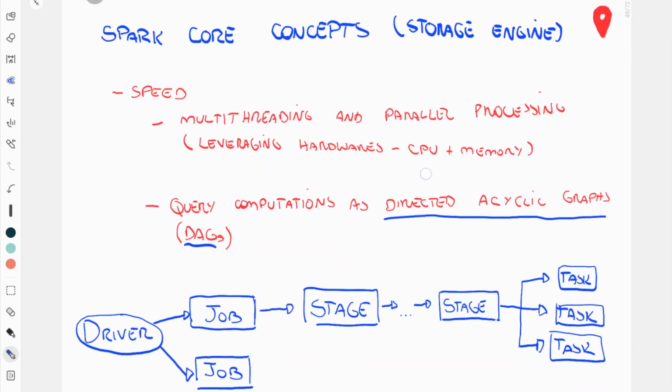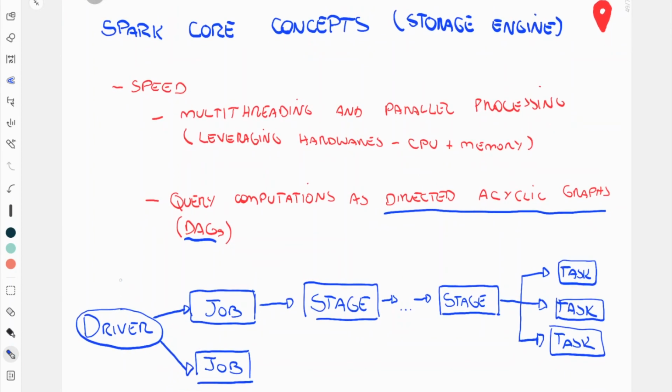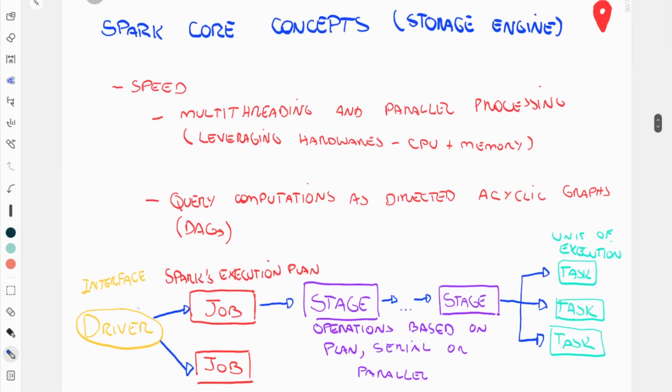And here we have one illustration of how Spark leverages some of its concepts. You have the interface, the driver, the interface with the user. It's how the user is going to interact. And when the interface sends a command, Spark creates an execution plan. And this execution plan consists of stages. And these stages consist of tasks.